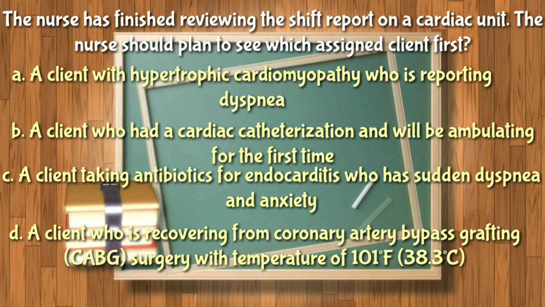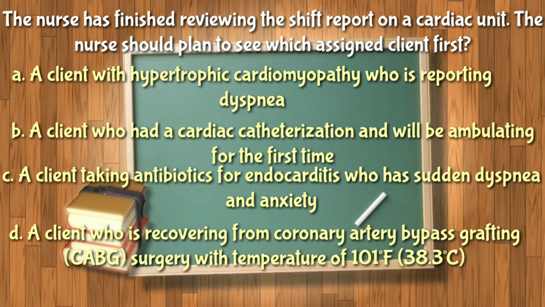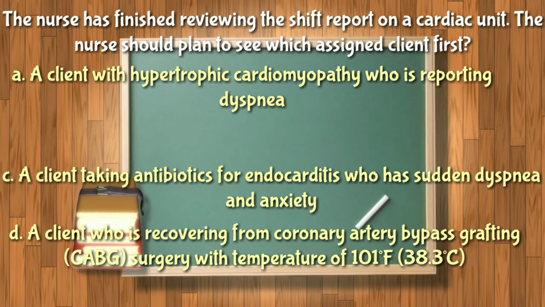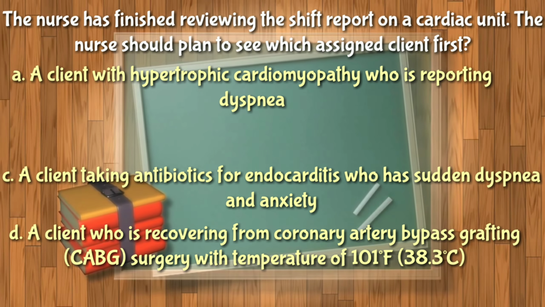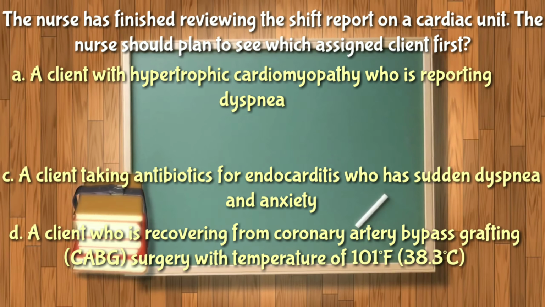Now, among the choices below, look at letter B. A client who is ambulating for the first time is not a priority because the client does not have any emergent situation that needs to be attended to. So letter B is out. The next is letter D. Though the temperature is increased, it is not a priority but it requires additional assessment. So letter D is also wrong.